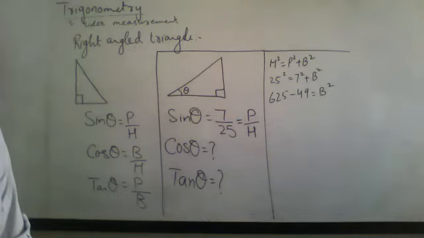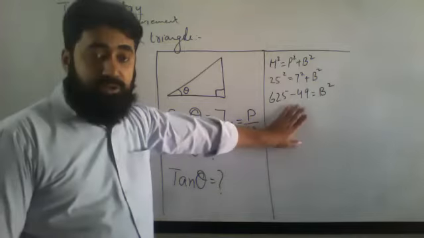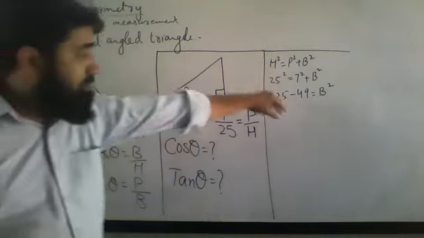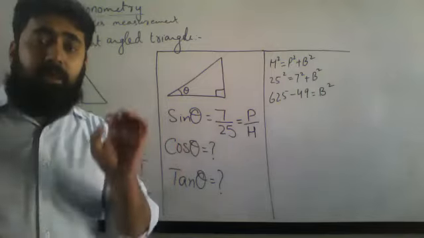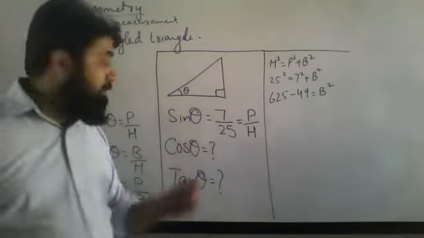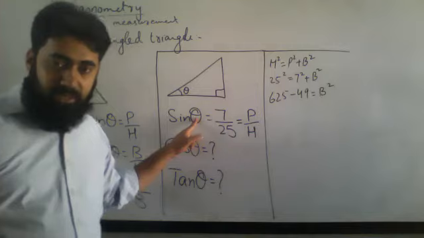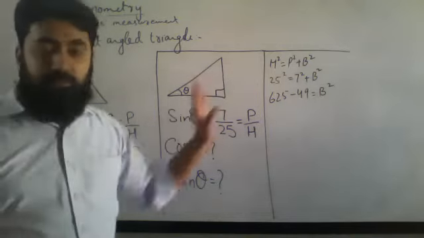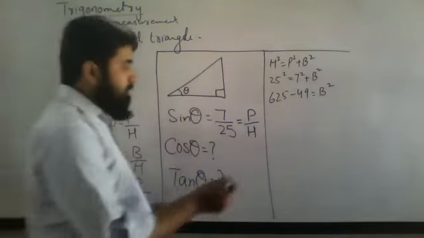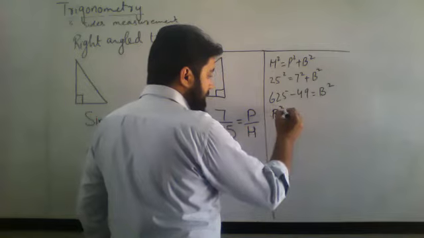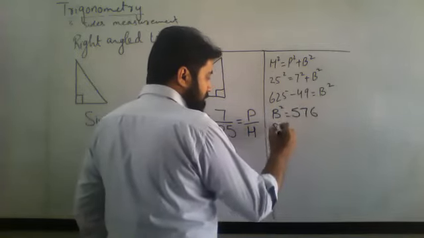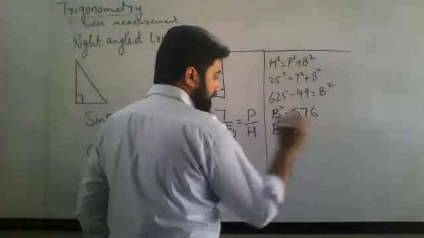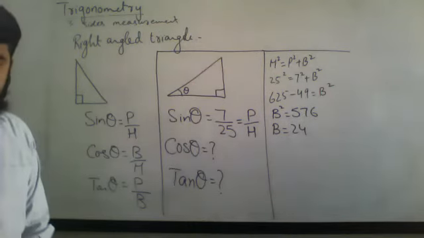Then I am simplifying it to get my answer without using a calculator. I'm just solving it directly. You can also use a calculator, but the main thing I was trying to get across is not to get the value of theta right now, instead going for this approach. So b square, when I simplify it, becomes 576. Taking root on both sides, b equals 24. Base is coming 24.